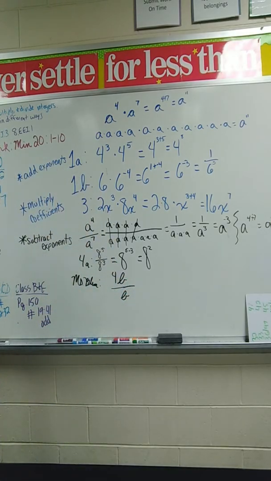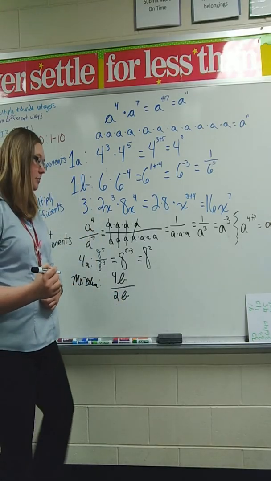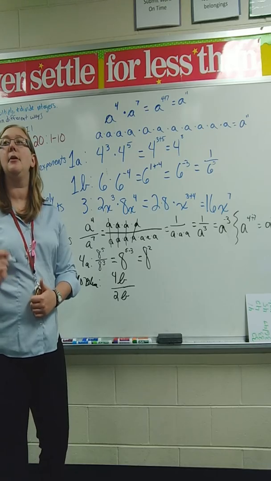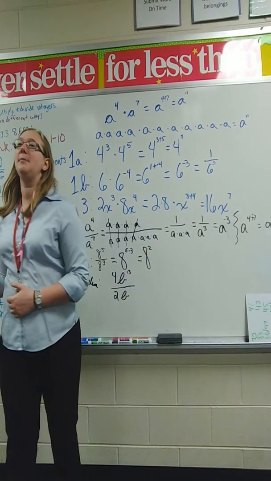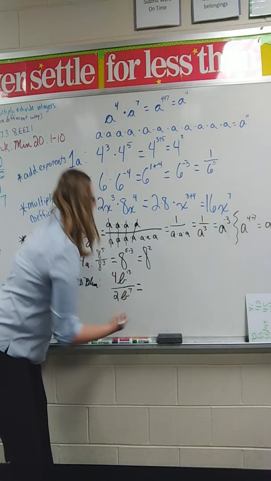What are we going to divide 4 by? 2. Okay? And I need a number for an exponent. 13. And a number for an exponent? 7. Okay.